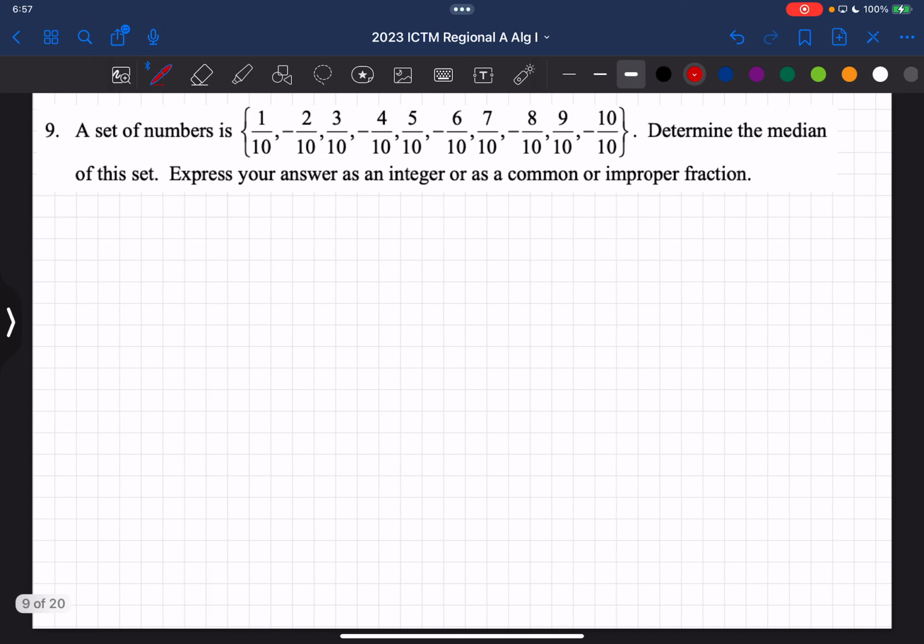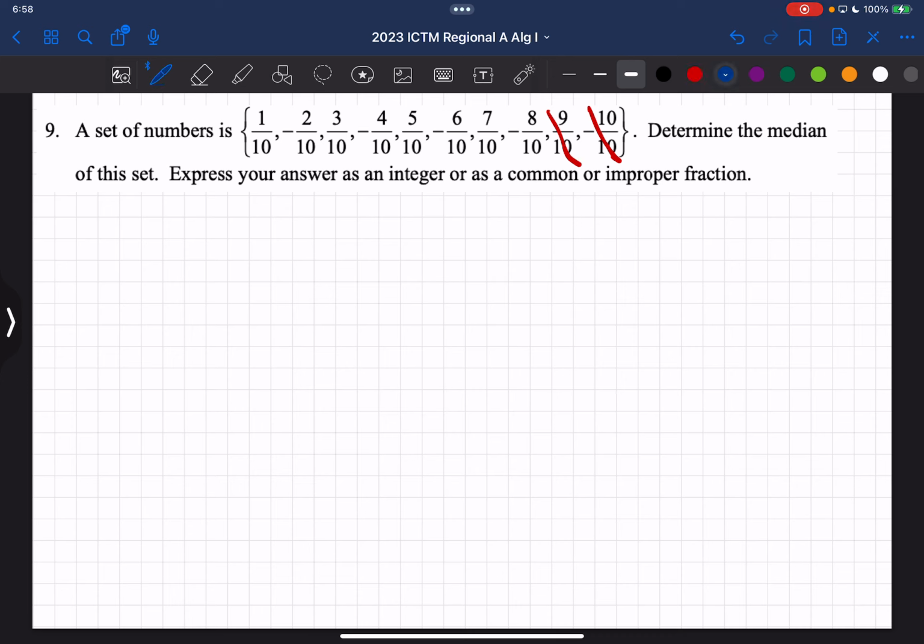All right, number 9. Set of numbers is given to us. We want to determine the median of this set. Now, the easy way to determine the median is to cross off the largest and the smallest, and we repeat that until we're left with either 1 or 2.